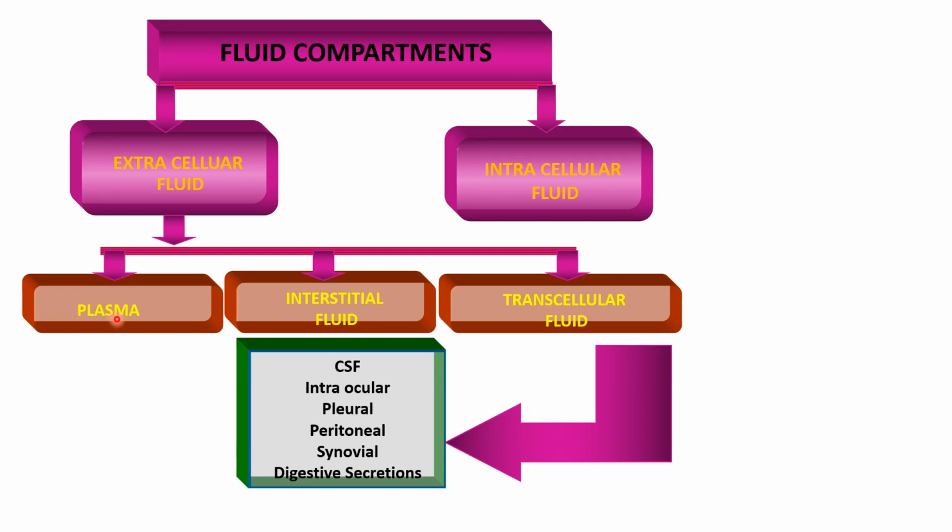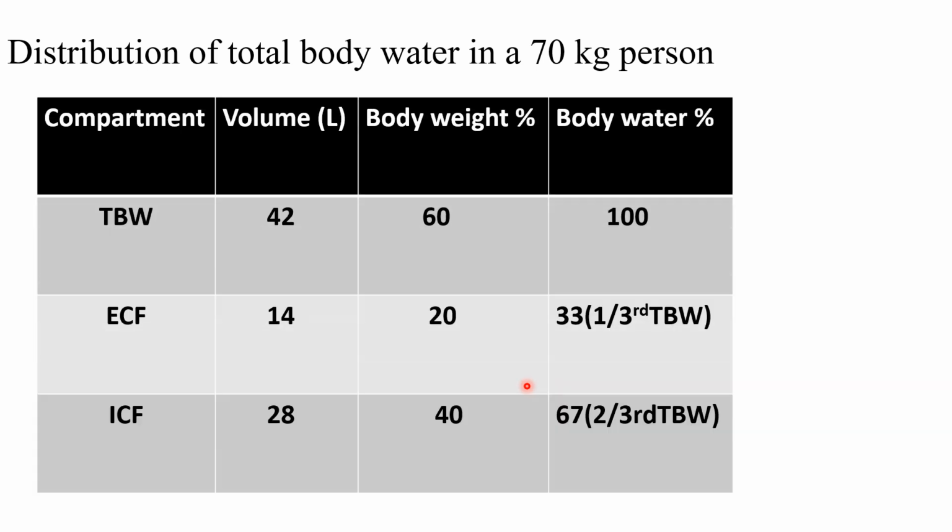Extracellular fluid is divided into plasma and interstitial fluid. Plasma is only 5% of the total body weight. 15% is interstitial fluid, and 40% of the body weight is intracellular. So 2/3 here, 1/3 is this total. And transcellular fluid is fluid which is circulating. Okay, so you can see here total body water is around 60%, 20% extracellular, 40% intracellular, 1/3, 2/3 here.